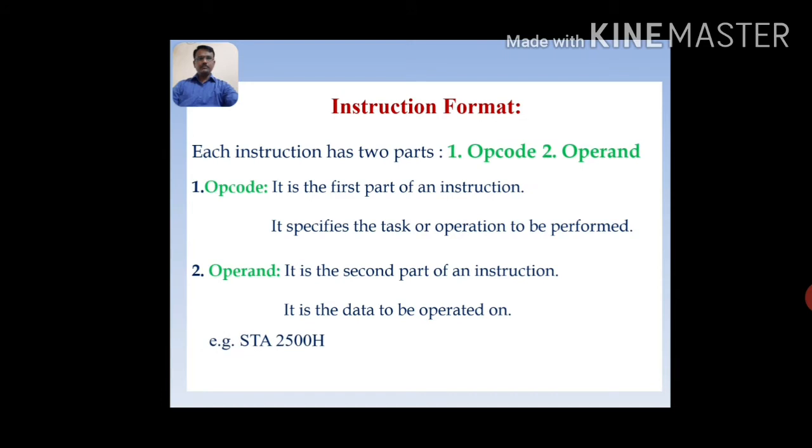For example, the instruction given here is STA 2500. STA 2500 is one of the instructions from the instruction set of 8085. So STA has some opcode. The meaning of STA is store the content of accumulator to memory location 2500. So here STA will be the opcode and 2500, the address given, is the operand.